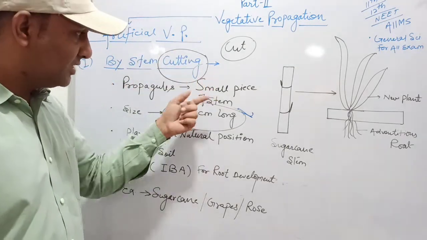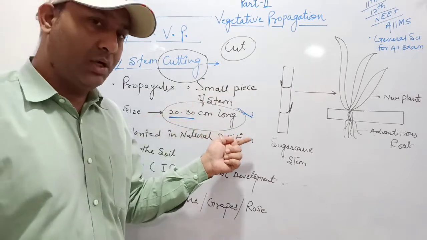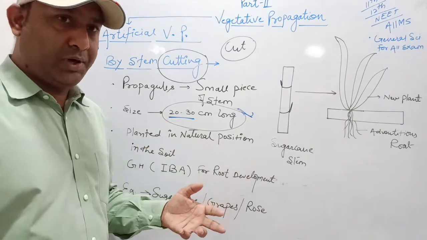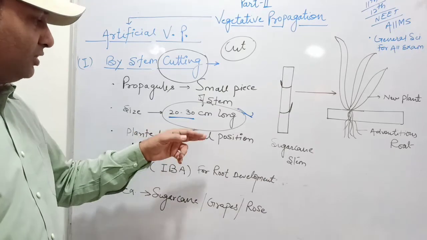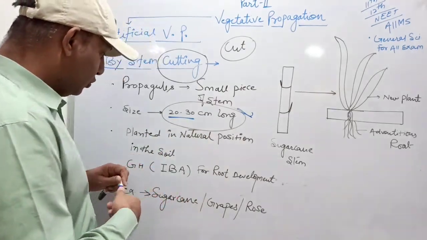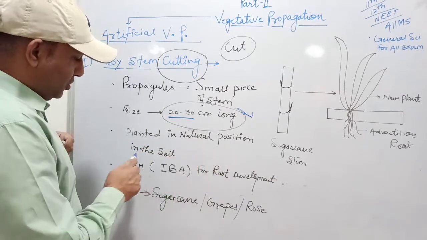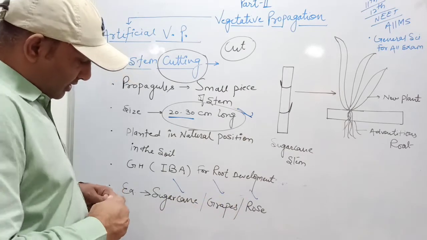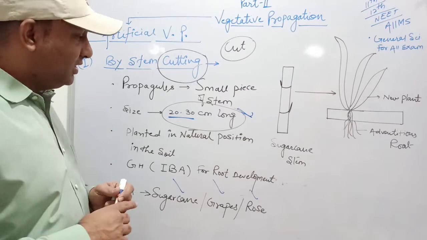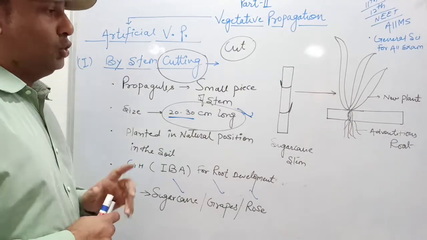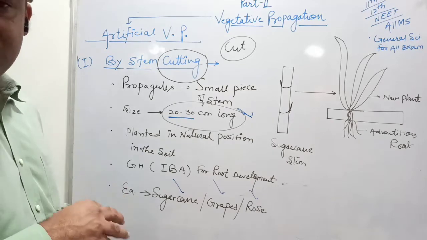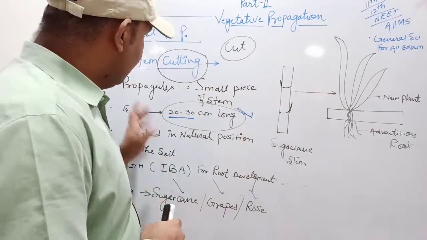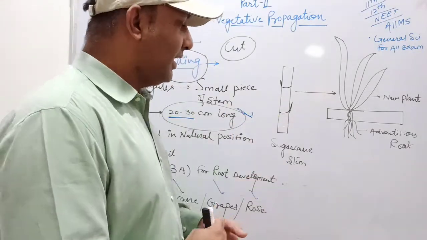Again, artificial vegetative propagation by stem cutting: we take a small piece approximately 20 to 30 centimeter long. Clear? Then we treat it with IBA to enhance root development and plant it in the natural position in the soil. Examples are sugarcane, grapes and rose. We can use these examples. Generally, stem cutting is used in herbaceous plants. Clear?